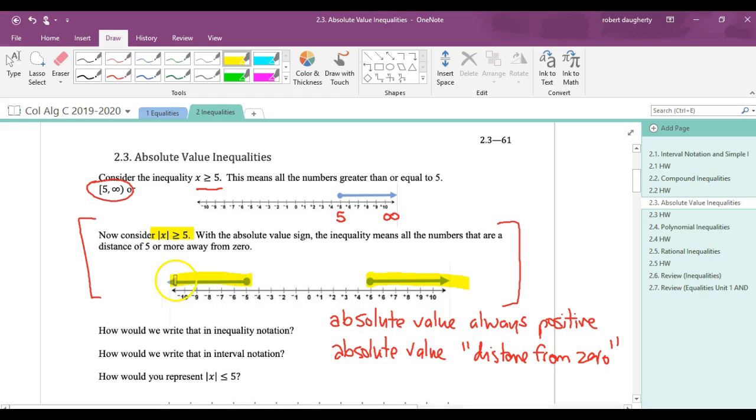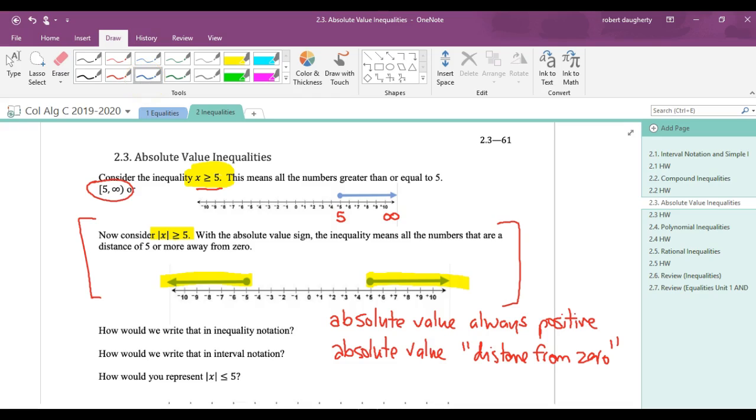Yeah. So what happens when I look at that absolute value greater than 5, I get two areas. So it's saying, what are all the numbers that are at least 5 units or more away from 0? So in this case, when I look at x greater than or equal to 5, I only got one interval. Here, how many intervals do you see there? 2 intervals, okay?